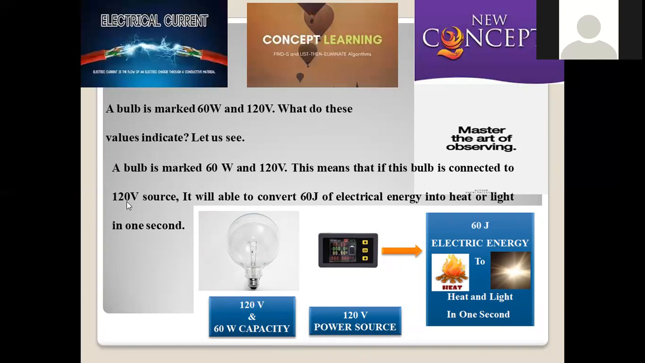This means that the bulb is capable of drawing a potential difference of 120 volts from the source. The source may be a battery, or it may be grid electricity. From that, we are taking 120 volts. And at the same instant, this bulb is able to consume 60 joules of electrical energy per second that might be converted into either heat or light.